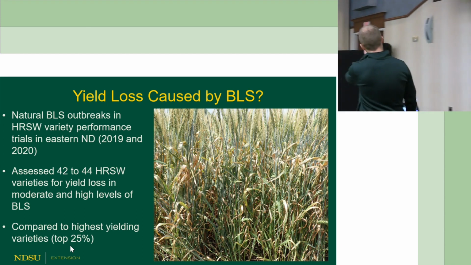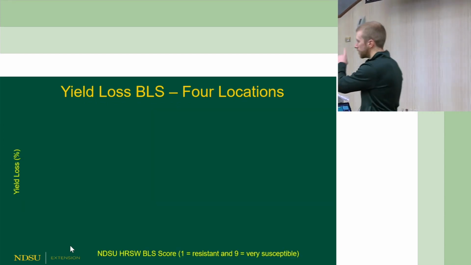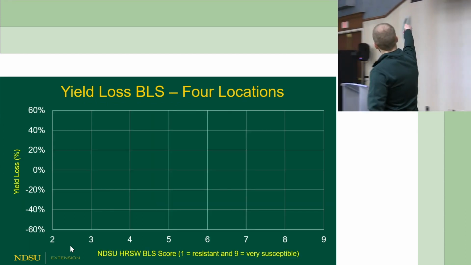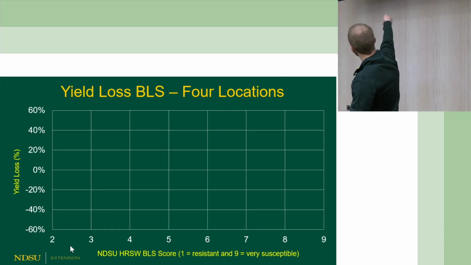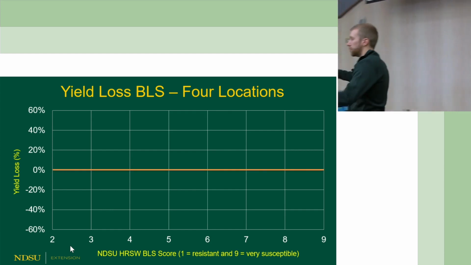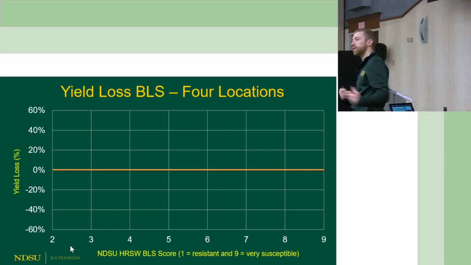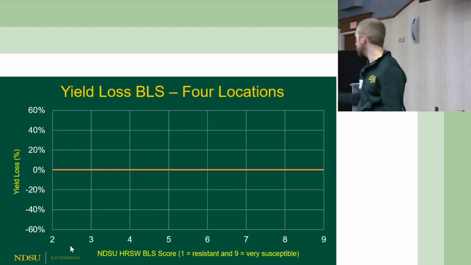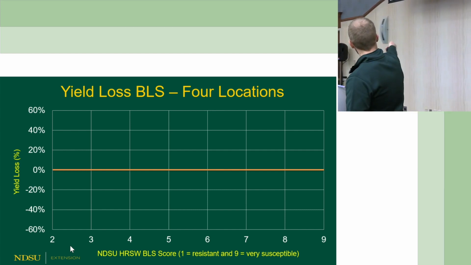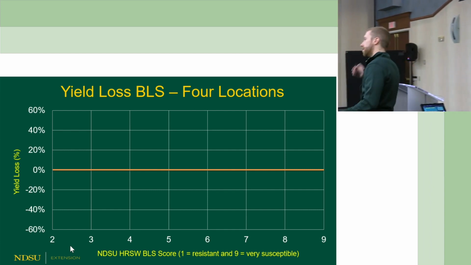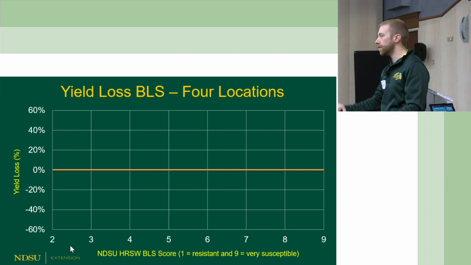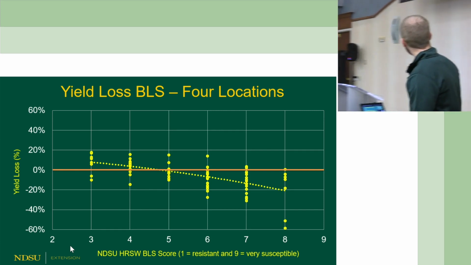If this is a little bit complicated, here's the simplified version. Here's the yield loss combined across 4 locations. Yield loss meaning anything that falls above 0, you didn't see a yield loss. Anything that went below, a negative, we saw yield loss. And how I grouped these was based off the hard red spring wheat BLS score, 1 being resistant, 9 being susceptible, okay? So moving left to right, what did we find?